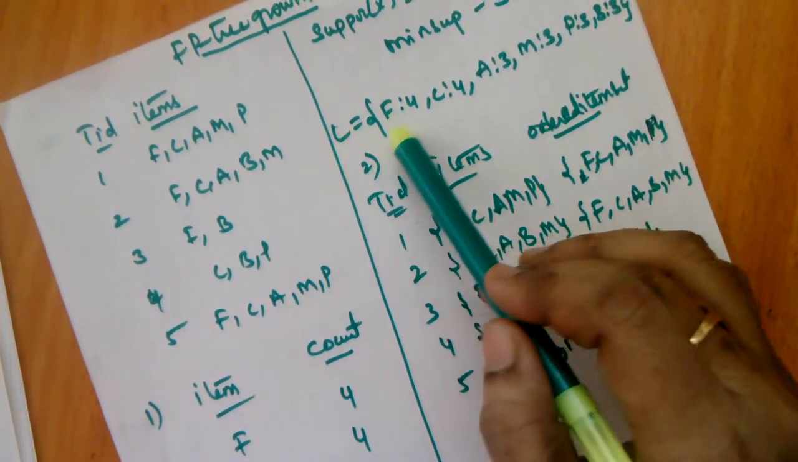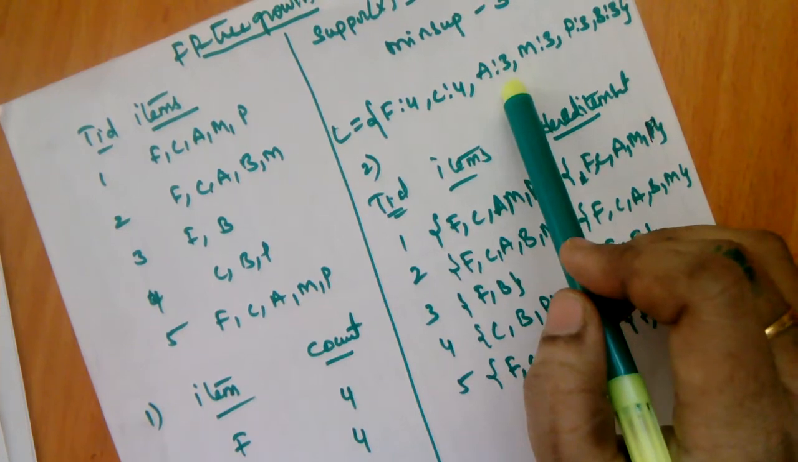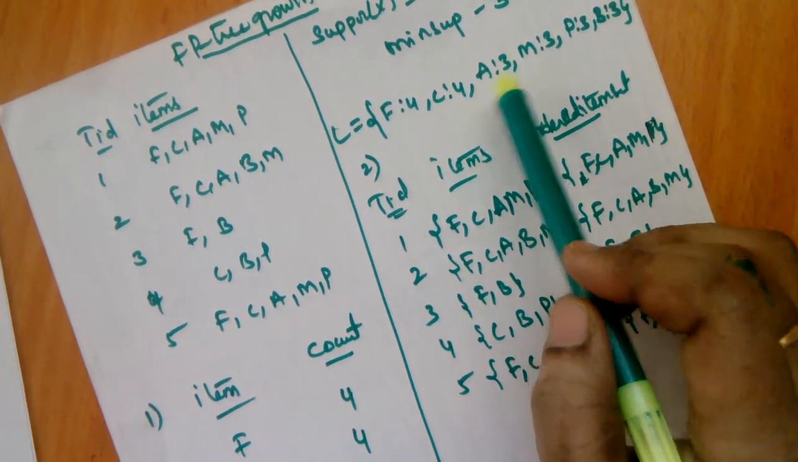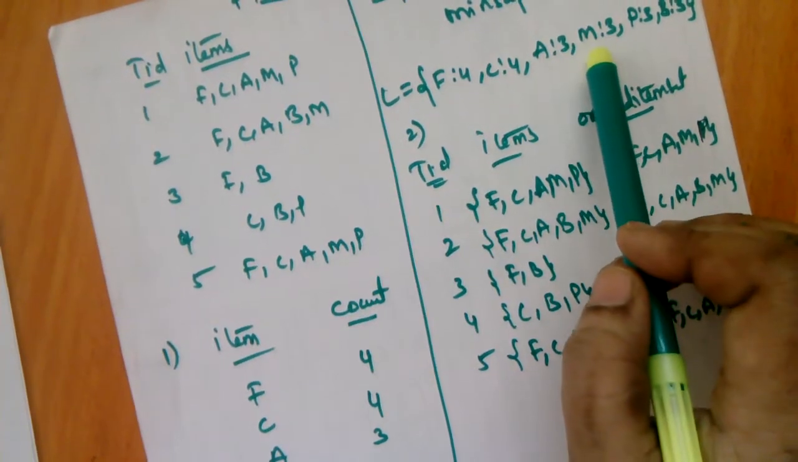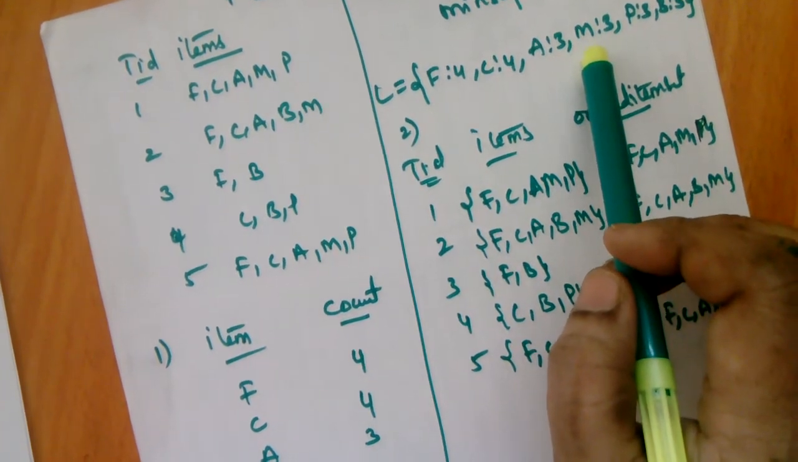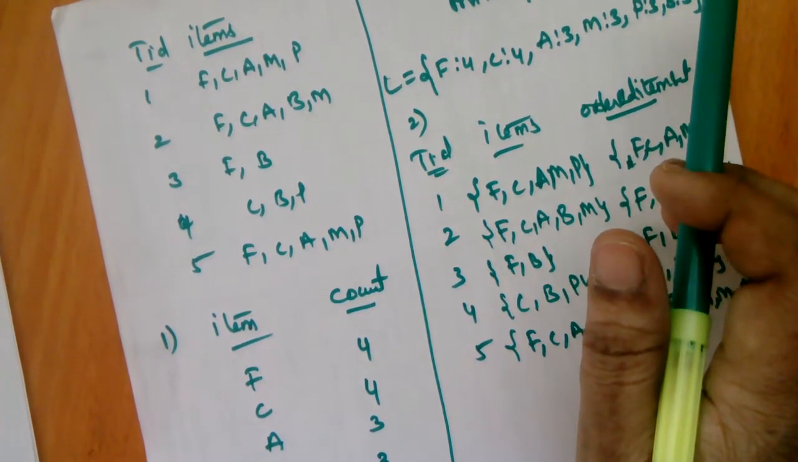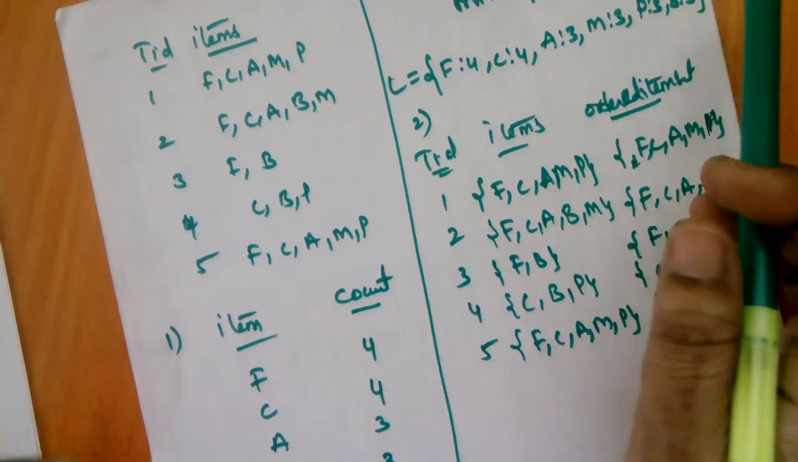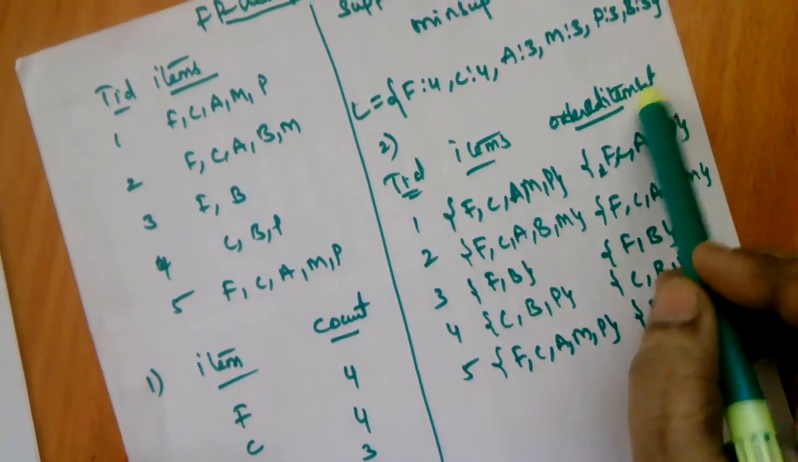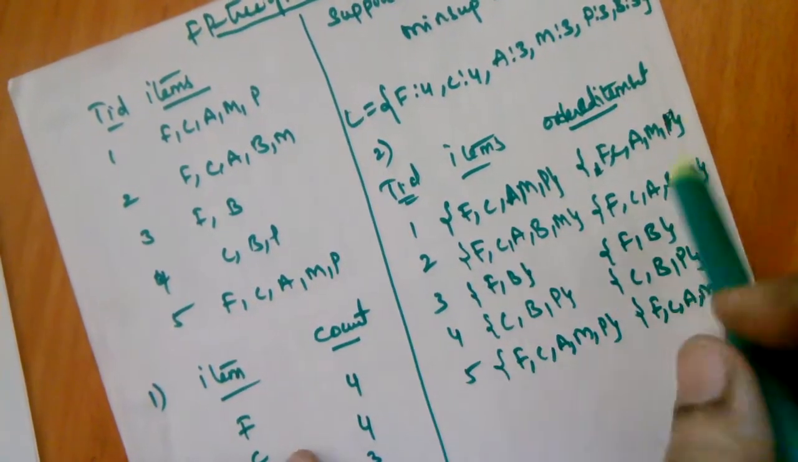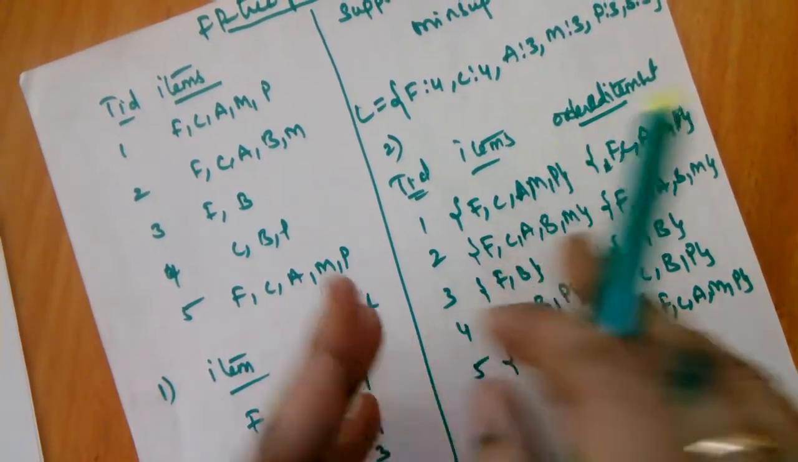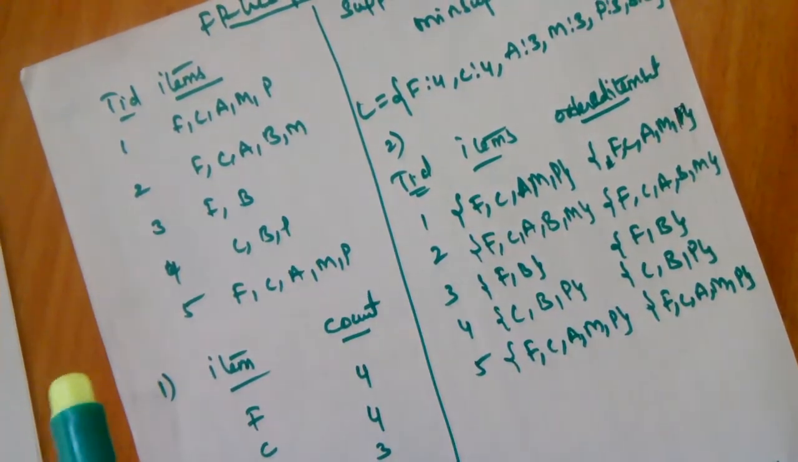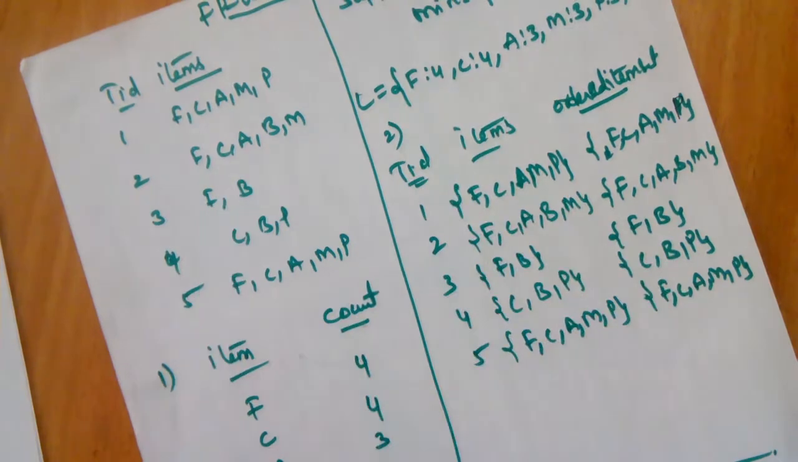Now we have arranged these elements stored in descending order of their frequency. Now what do we have to do? Now we have to build an ordered item set. This is called an ordered item set. That means how these elements are ordered in the descending order.